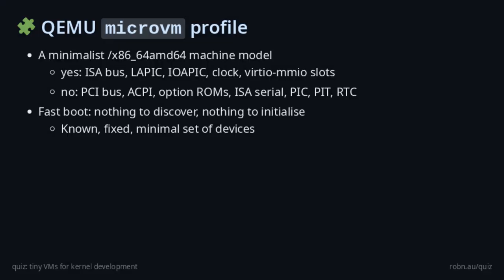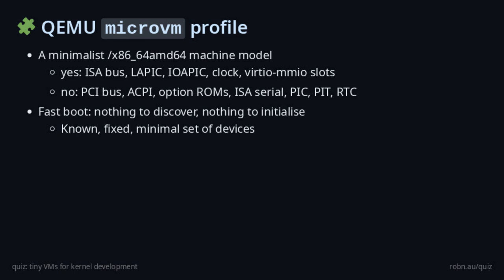So the microvm profile is basically a tiny AMD64, x86-64, whichever we call it, machine model that has nothing in it. It has 64-bit processors and memory and everything, but doesn't have a PCI bus. It doesn't have ACPI. It doesn't have option ROMs. It doesn't have all this stuff. And it only has slots for memory-mapped VirtIO devices.